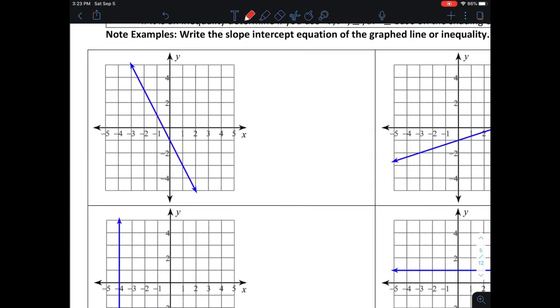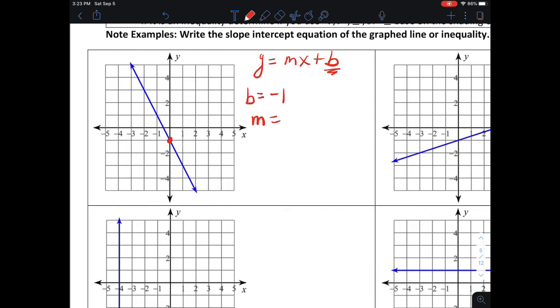So we want to write the line in y equals mx plus b form. So we'll start off by, let's find b. Well, b is the y-intercept. So b in this problem is going to be -1. So it crosses the y-axis at -1. Now we want to find our slope. So now that we know where the y-intercept is, you want to find another lattice point.